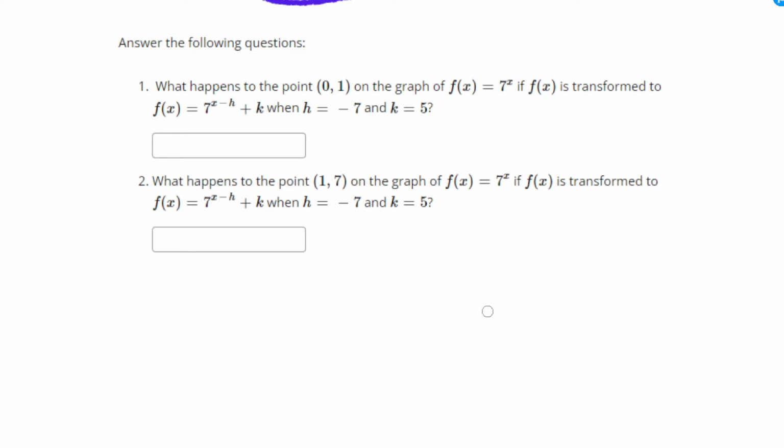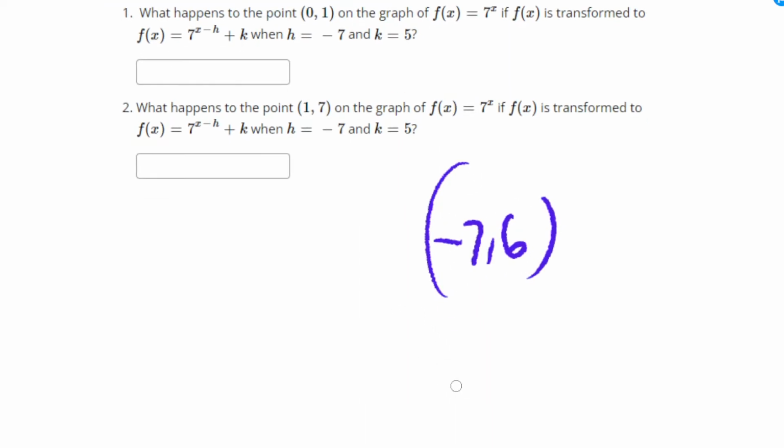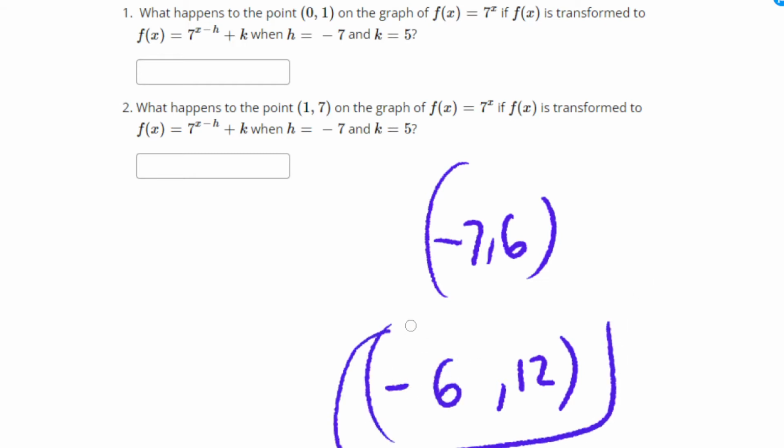So this is actually going to turn into (0, 6), but we also have h equals negative 7, which, if we plug that in, would be x plus 7, right? So we're minusing 7, so it'll be (-7, 6). Same principle here. We are going to go up 5, so we'll do 7 plus 5, which is 12. And then we are also moving it over minus 7. So it's going to be negative 6, positive 12.